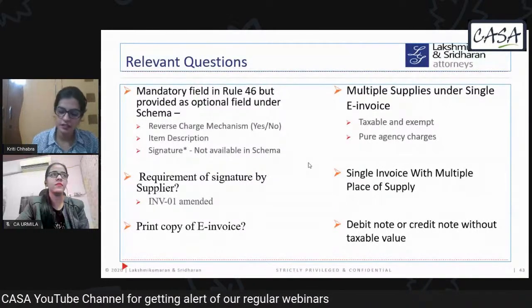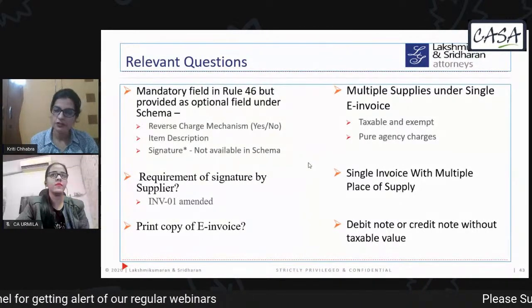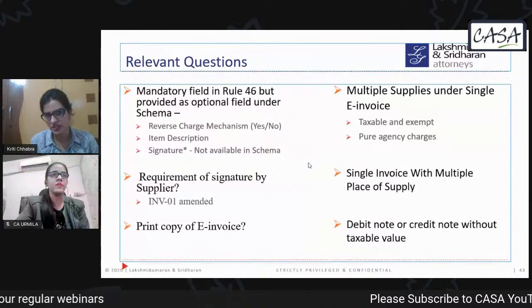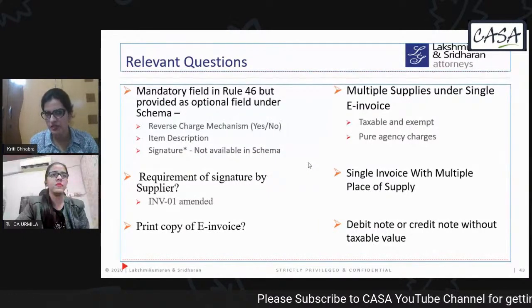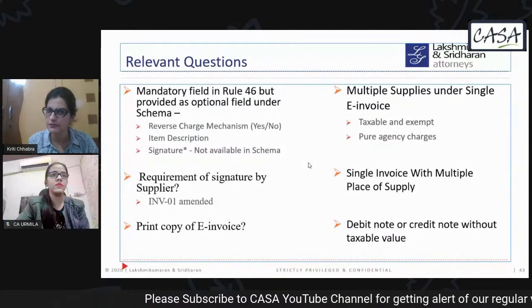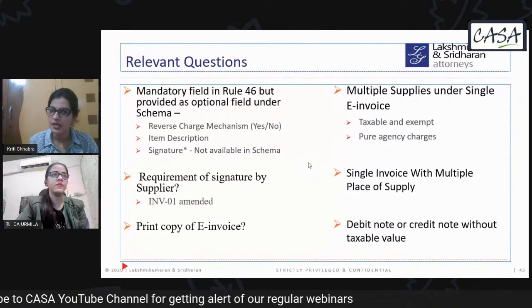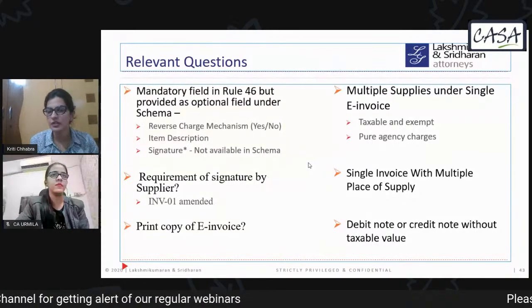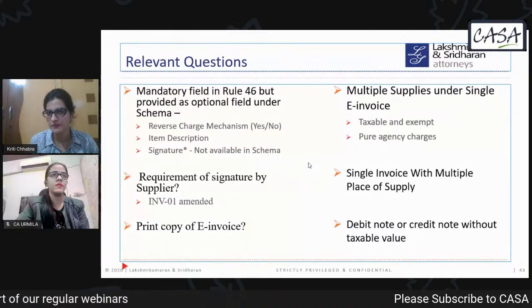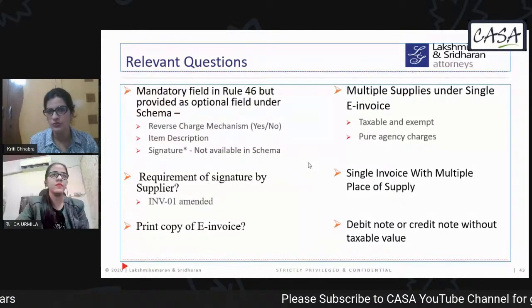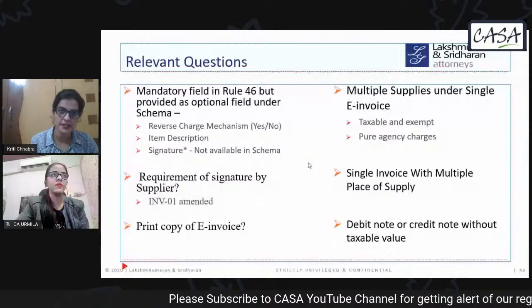Currently, there is no bar or restriction under GST law which restricts a person from issuing an invoice with multiple places of supply. However, there is a bar under GSTR1. GSTR1 does not take more than one place of supply for a single document number. So this was the problem being faced by clients even now.